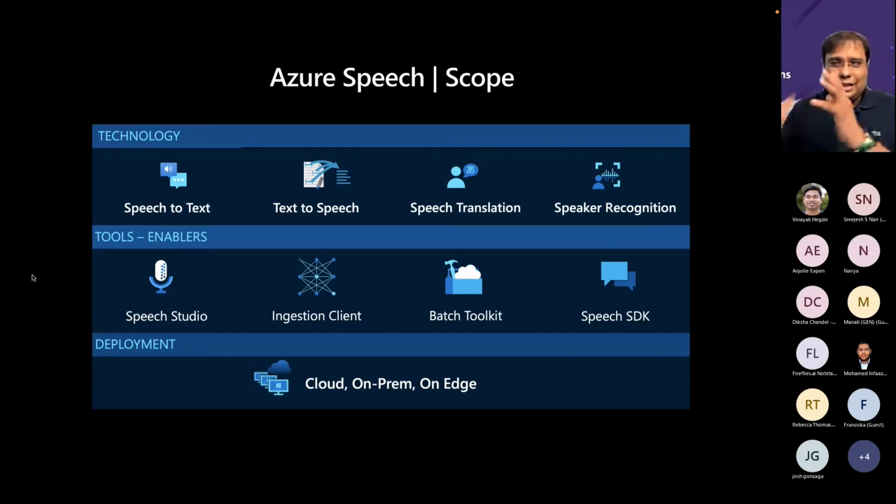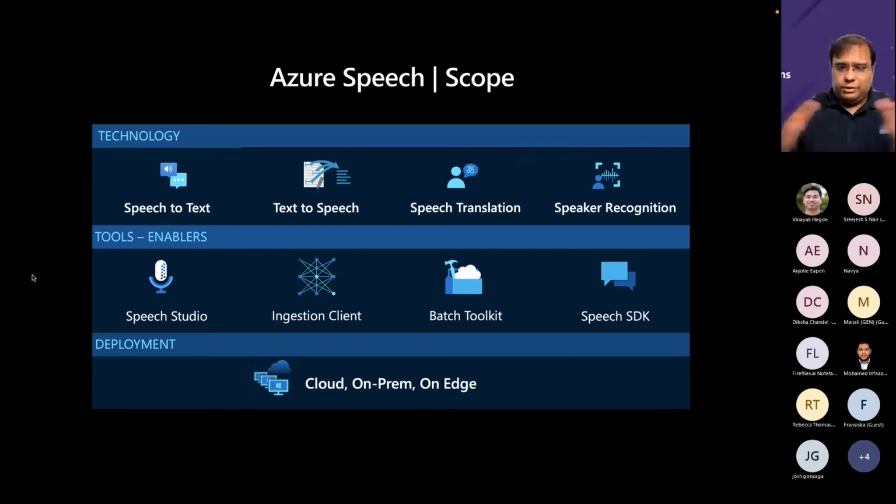If you're scaling, I'll show you the architecture of the ingestion client and why the batch toolkit is also required. If you're using a lot of audio tools and a lot of audio is coming into your system, how can you scale that using the batch toolkit as well? The most important thing is how do you deploy, right?